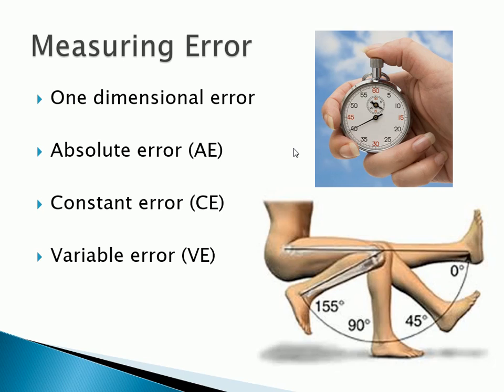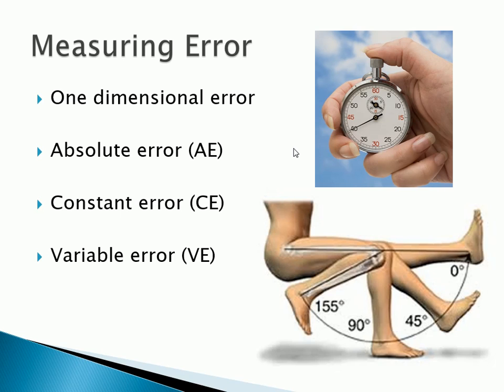So there are 3 measurements that are common in the literature that we would use for those. There's absolute, constant, and variable error. What absolute error tells me is how far I was from the correct response in either direction. So it takes the absolute value of the constant error. So let's start with constant error. Constant error tells me how far away I was from the target, positive or negative.